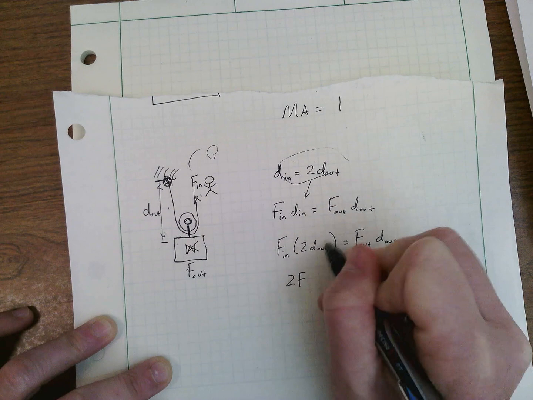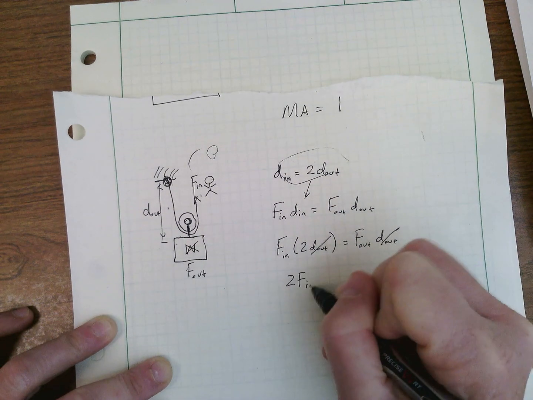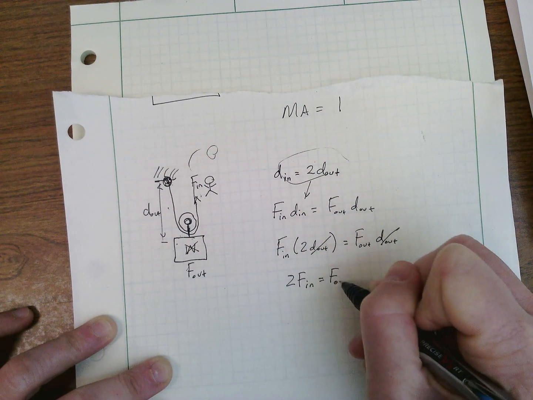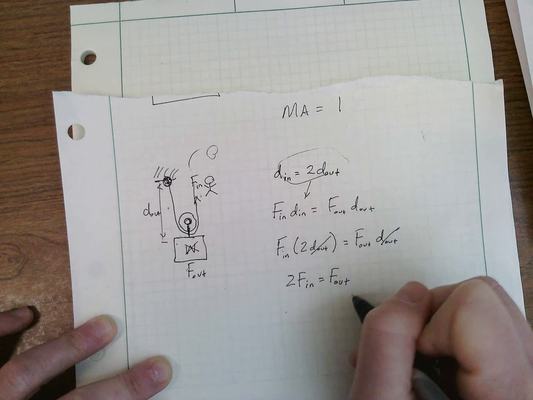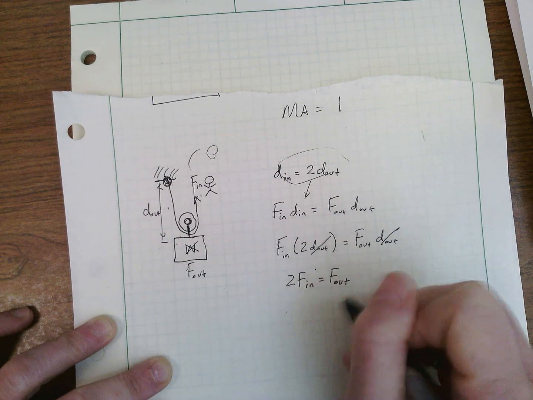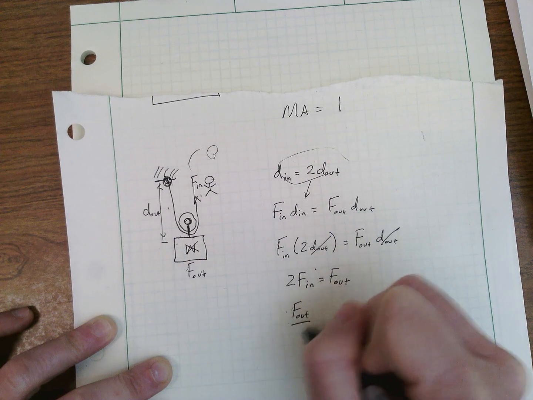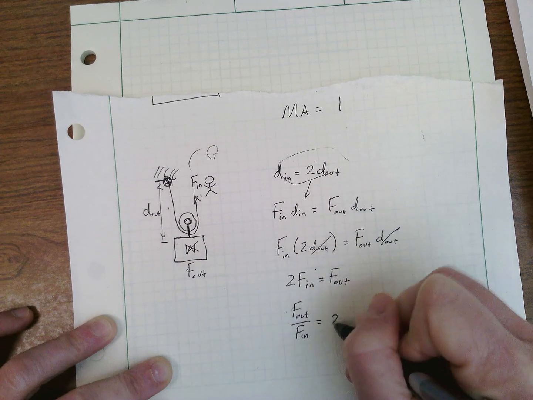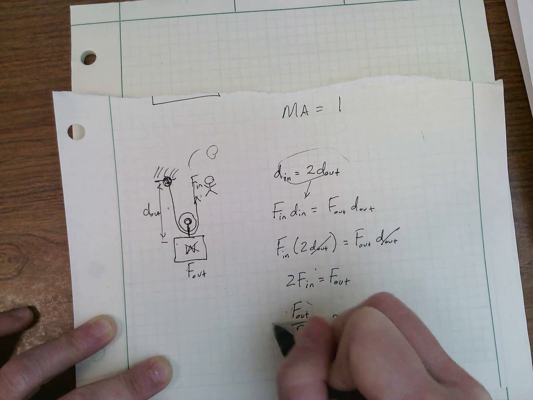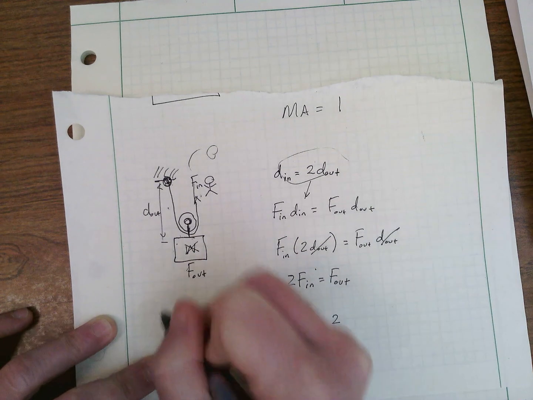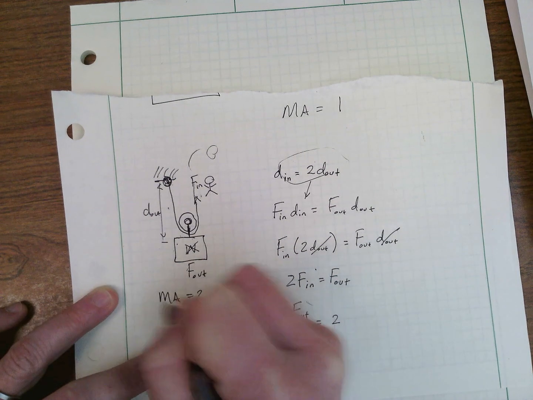2F in, so my D outs are going to cancel. 2F in is equal to F out. Then dividing by F in, I get F out divided by F in is equal to 2. F out divided by F in is nothing but the mechanical advantage. So the mechanical advantage of this system is equal to 2.